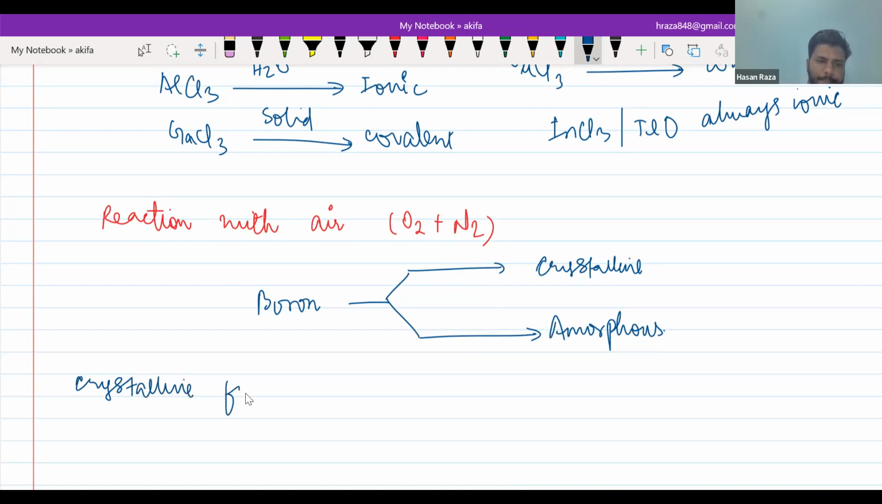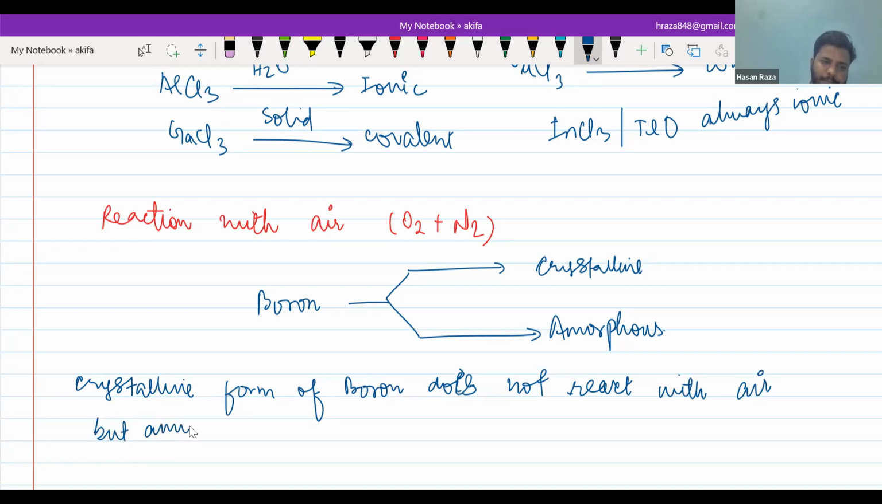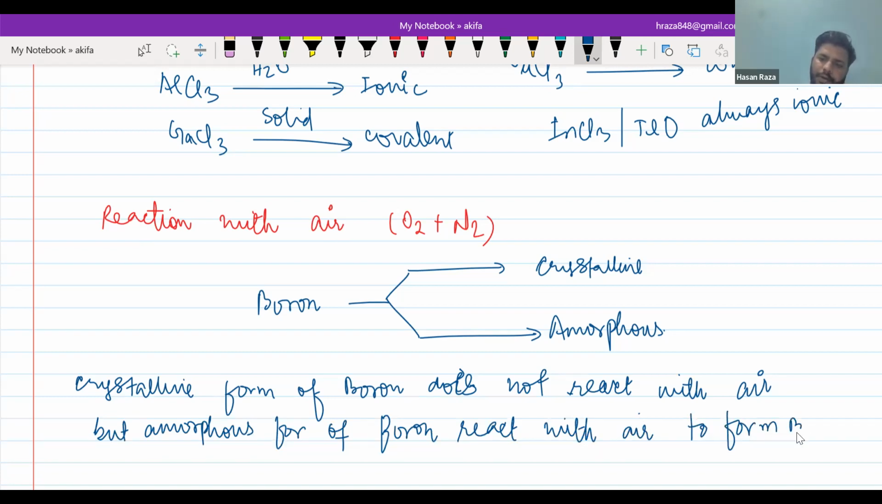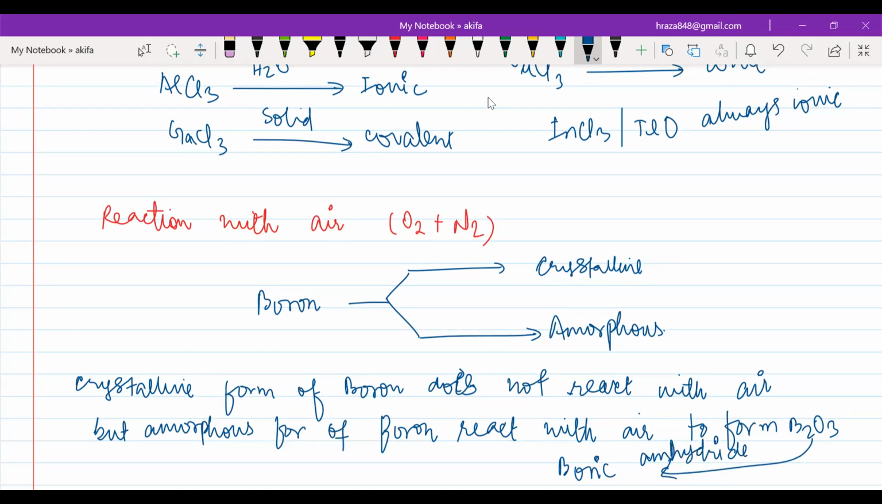crystalline form of boron does not react with air, but amorphous form of boron reacts with air to form B2O3, that is boric anhydride. Okay, just write it.